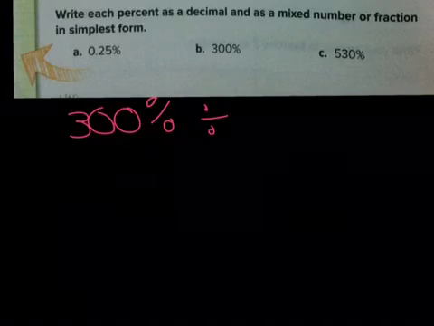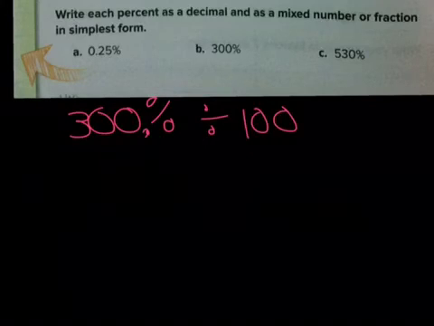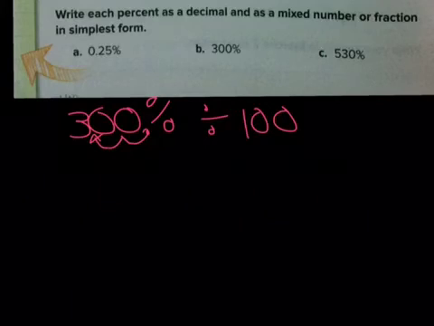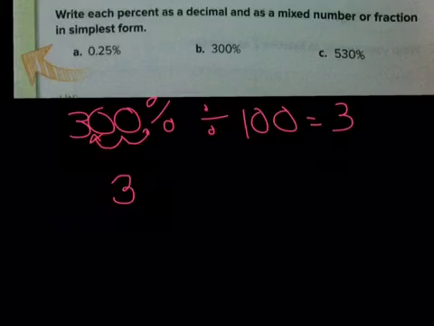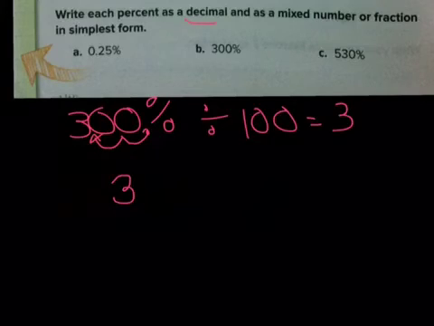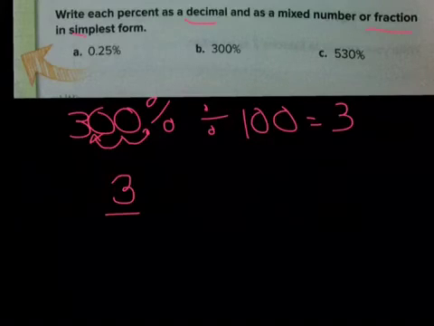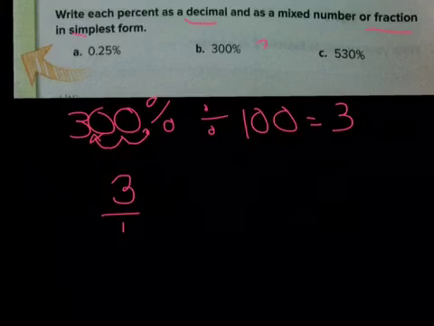B, it's slightly easier. We take our 300%, and don't forget to go from percent to a decimal, we divide by 100. So that means it's going to move the decimal 2 places over, 1, 2, and we have 3. So our answer is 3, right there. We have 3 as a decimal. That's a whole number. And as a mixed number or fraction, it's just simply 3 over 1. So it's 3, your answer for this one.